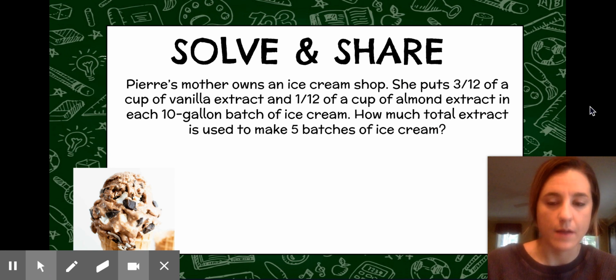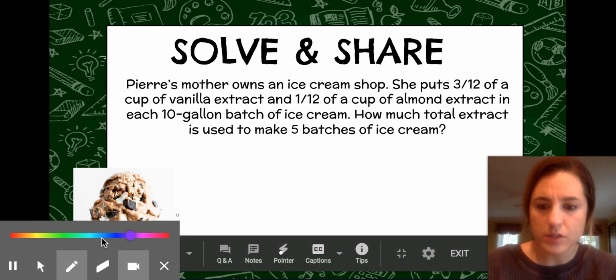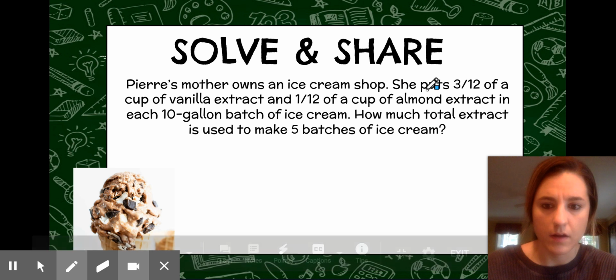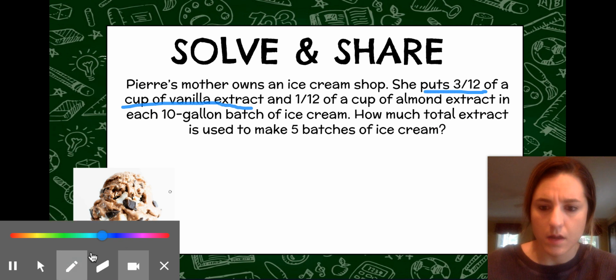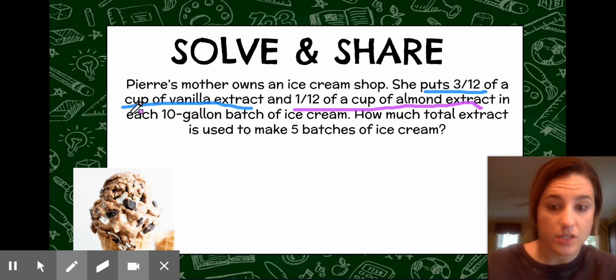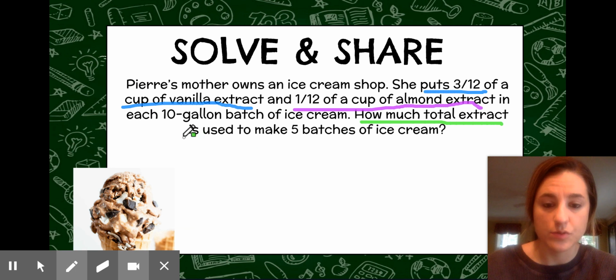Okay, I'm going to read it one more time. Pierre's mother owns an ice cream shop. She puts 3/12 of a cup of vanilla extract. I'm going to underline that. And 1/12 of a cup of almond extract in each 10-gallon batch of ice cream. Does that mean I multiply by 10? No, it just means that each batch is 10 gallons. But the question is asking me how much total extract is used to make 5 batches of ice cream.